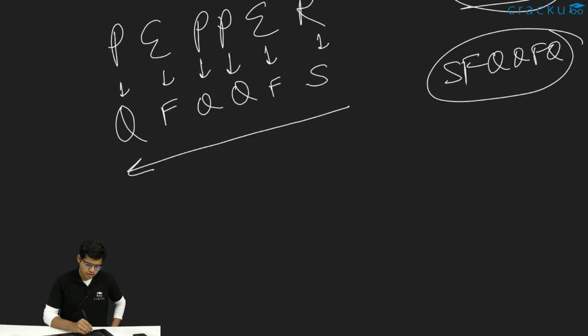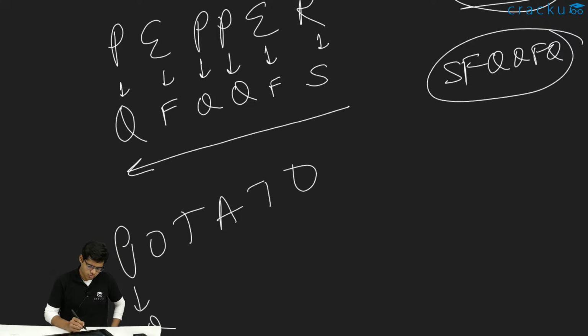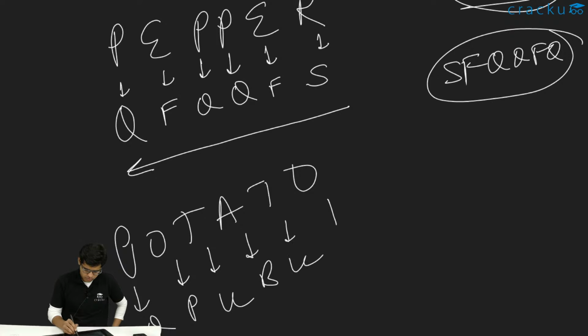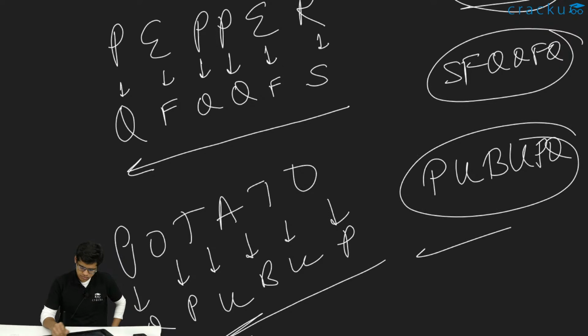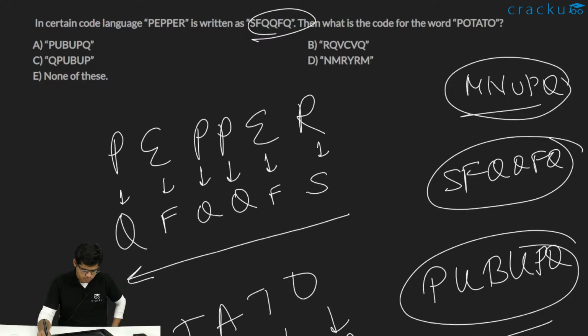The same thing we'll do over here. Potato. Letter after P is Q. After O it is M, N, O, P. This is P. Q, R, S, T, U. After T comes U, after A comes B, and after O comes P. So we will read from right to left, which means the correct code will be PUBUPQ. So option A is the correct answer.